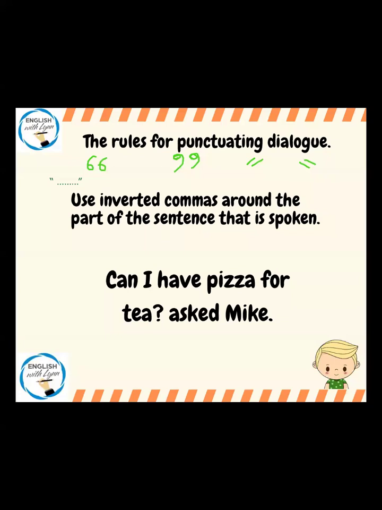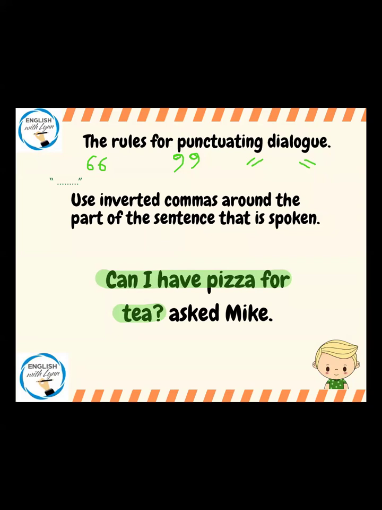Okay. So the first thing we need to know when we're putting our inverted commas is what is actually spoken. My sentence at the bottom: Can I have pizza for tea? asked Mike. I need to look and think, what is Mike actually saying? The bit that Mike is speaking is, can I have pizza for tea? He isn't saying, asked Mike. He is just wanting to know, can he have pizza?